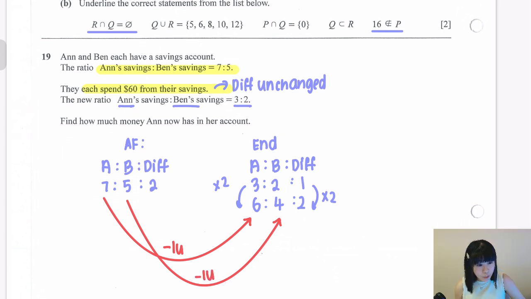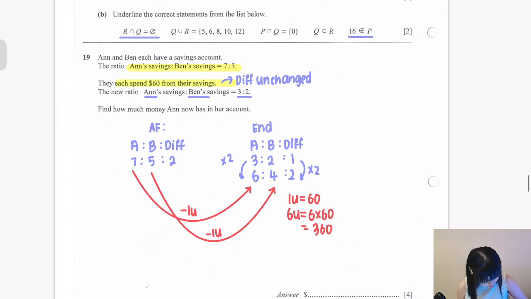And why did they each minus 1 unit? It is because they each spend $60. So 1 unit is 60. How much money Anne now has in the account is 6 units. So 6 units is 6 times 60, which equals 360. Okay, and that's your answer for this question. This is a primary school question.